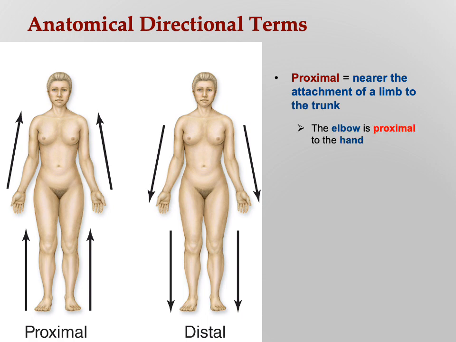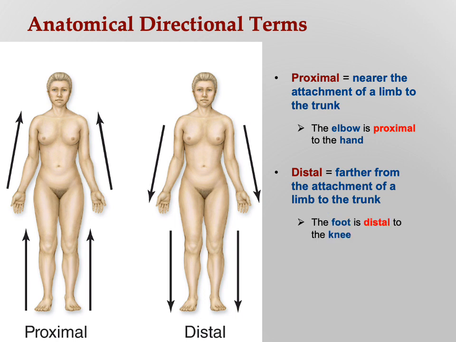Okay, so the elbow is proximal to the hand. See, the elbow is closer to where your limb attaches to your body, right? What do we call the place where your arms attach to your body informally? Yeah, your shoulder. So the elbow is closer to the shoulder than your hand is. That's why we say the elbow is proximal to the hand. In contrast, distal means farther away. So the foot is distal to the knee.